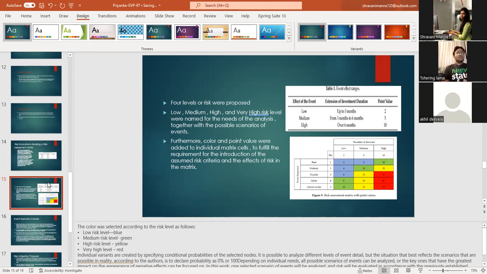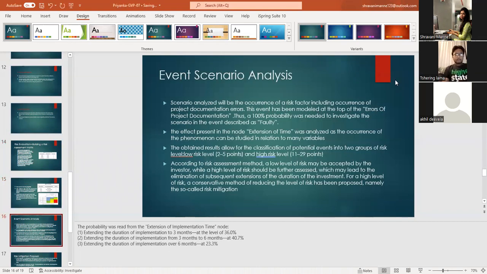Event scenario analysis. The scenario analyzed will be the occurrence of risk factor, including occurrence of project documentation errors. This event has been modeled at the top of the error of project documentation. Thus, 100% possibility was needed to investigate the scenario in the event described as faulty. The effect present in the node, the extension of time, was analyzed as the occurrence of the phenomenon can be studied in relation to many variables.